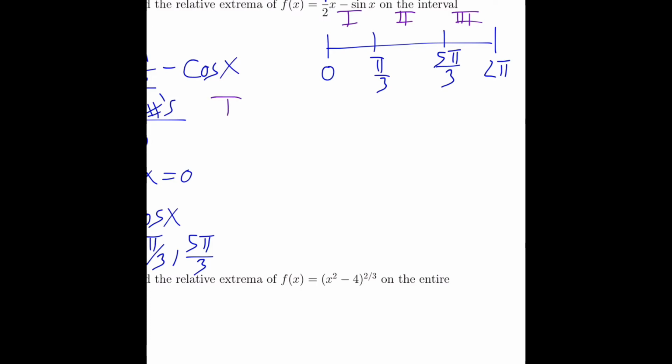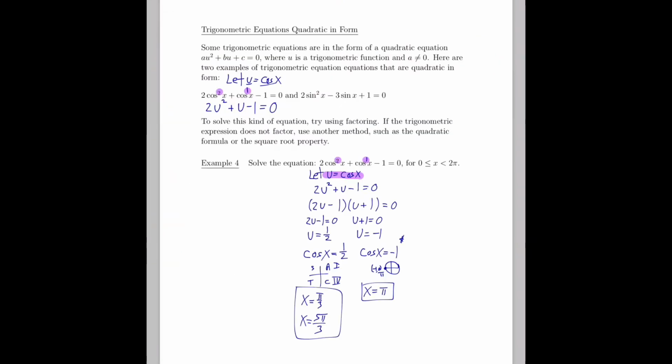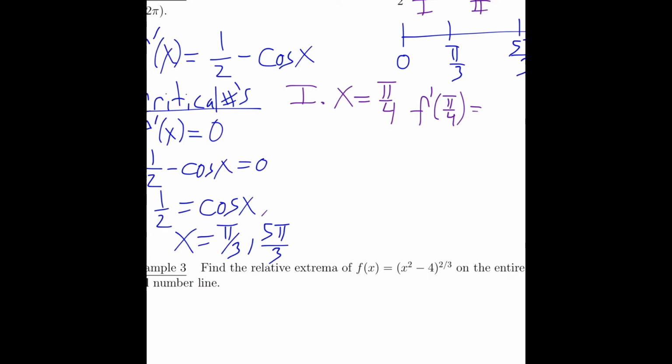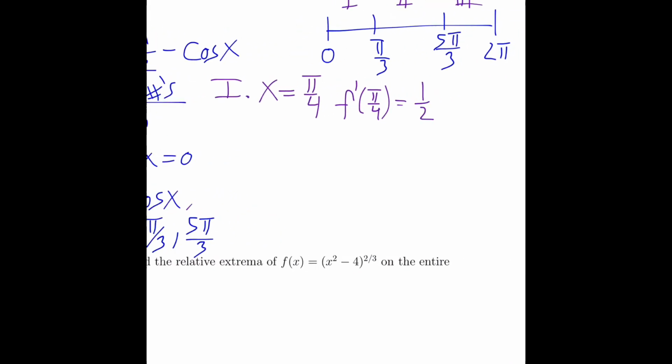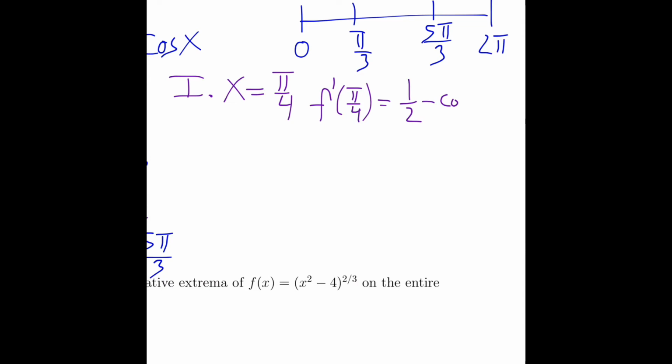For example, in region 1, I would like to use a well-defined angle between, let's say, 0 and pi over 3. Good candidates would probably be either pi over 6 or pi over 4. I'll use pi over 4. F prime of pi over 4 is going to be equal to 1/2 minus the cosine of pi over 4. That's equal to 1/2 minus radical 2 over 2.